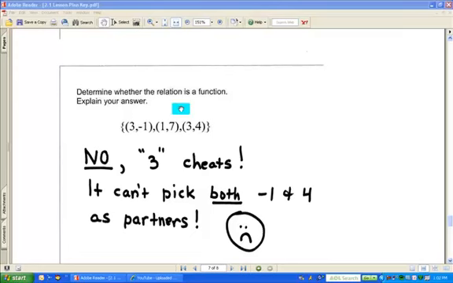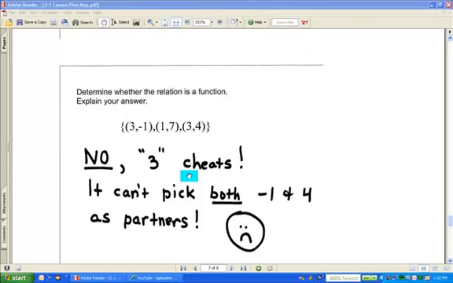Okay, this is actually a fairly easy question. Determine if this relation is a function. When you see the ordered pair (3, -1), what it means is 3 promises itself to -1 forever. Well, later on that day, 3 is out with 4. That's not happening. So the reason this is not a function is that 3 is a cheater. It cannot pick -1 and then decide and change its mind later.